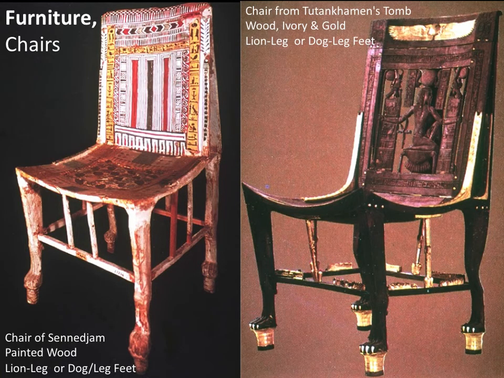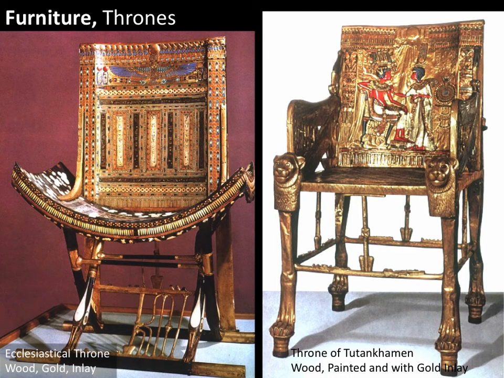Here we have two more chairs. The one on the left is painted wood, again with those animal feet. And on the right, we have a chair from Tutankhamun's tomb. So you see at the top, it's got a gold inlay of that winged disc. It's got gold around the feet of it. In fact, it looks like ivory, inlaid ivory toenails on the feet here. So these multiple decorative inlays.